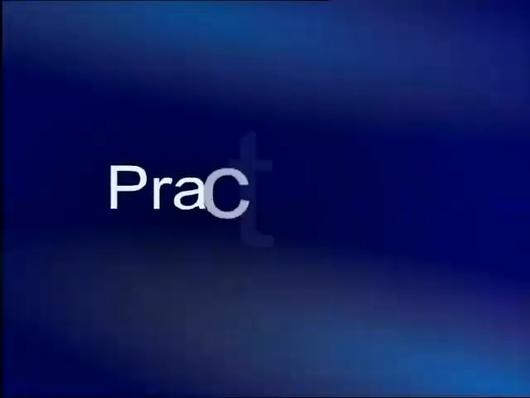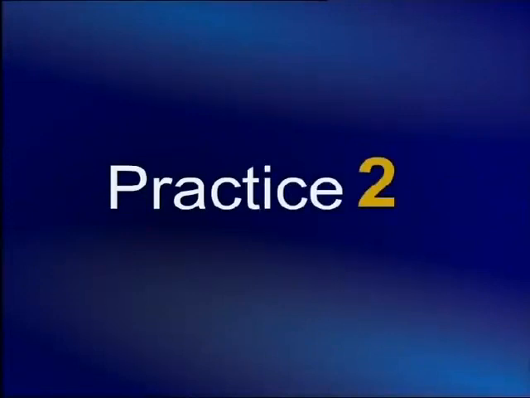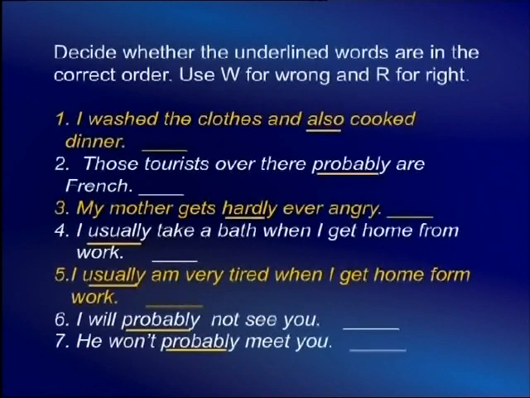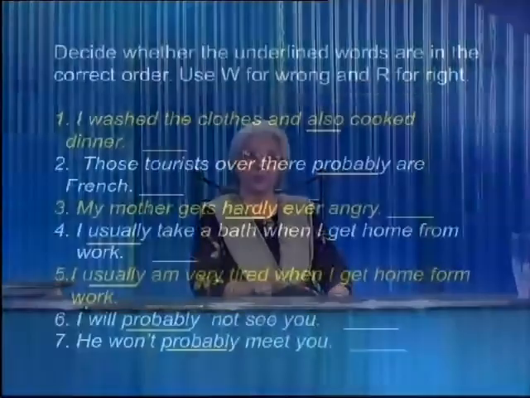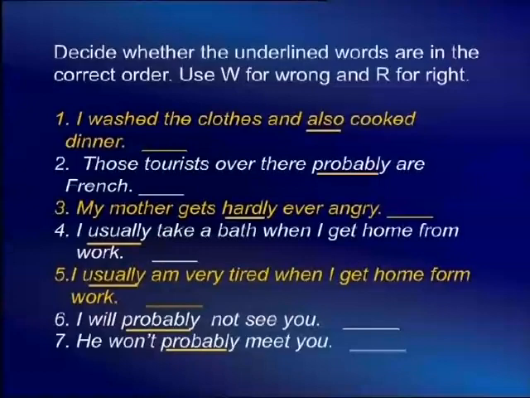A short practice. In this practice, you have to decide whether the words that are underlined are in the correct order. Number one: "I washed the clothes and also cooked dinner." The word that is underlined is "also." You have to see whether "also" is in the right place. Yes, it is in the right place in the first sentence. Number two: "Those tourists over there probably are French." Is "probably" placed in the right position in sentence number two?